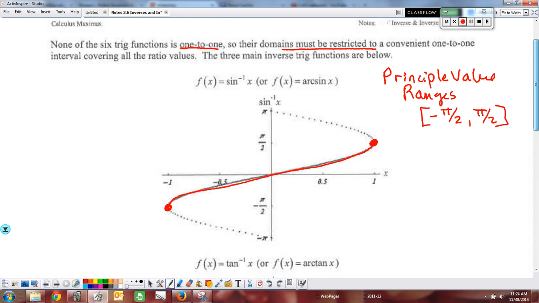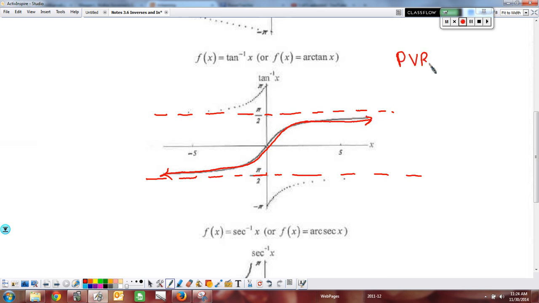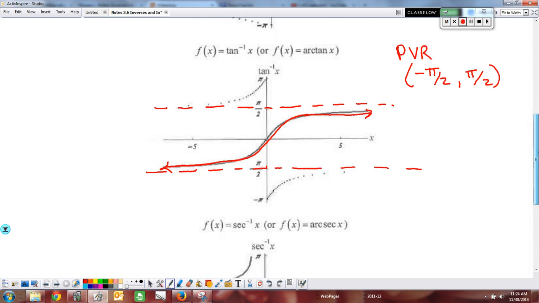Okay. Our inverse tangent, and again we're going to reflect it over y equals x. We have asymptotes here at pi over 2 and negative pi over 2. We ignore these dotted sections down here, and the inverse is only this middle section in here. It has a principal value range of negative pi over 2 to pi over 2 also. Okay, and notice the parentheses instead of the brackets since there are asymptotes there.